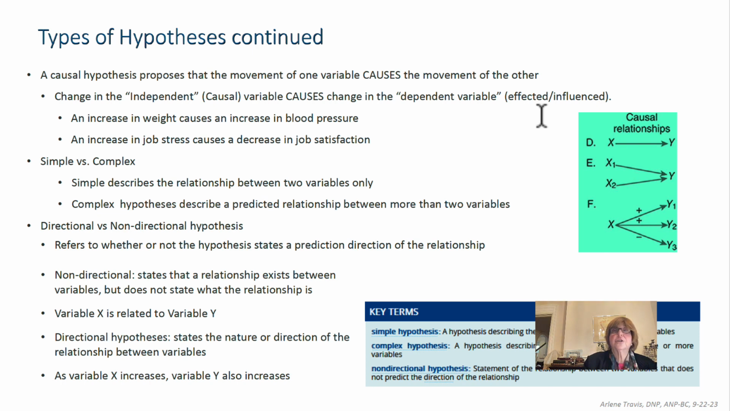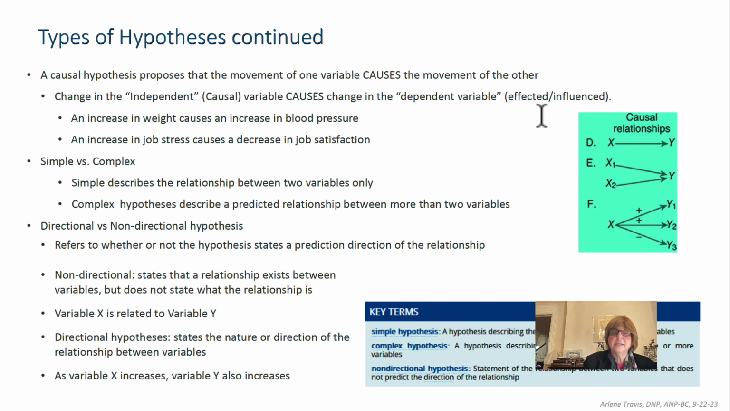A non-directional hypothesis states that a relationship exists between variables, but does not state what the relationship is. For example, variable X is related to variable Y. So it's telling me that it's non-directional, but there is a relationship between the two of them. And a directional hypothesis states the nature of the direction of the relationship between the variables. So as X increases, then Y also increases.